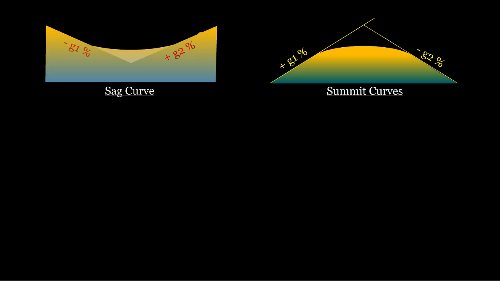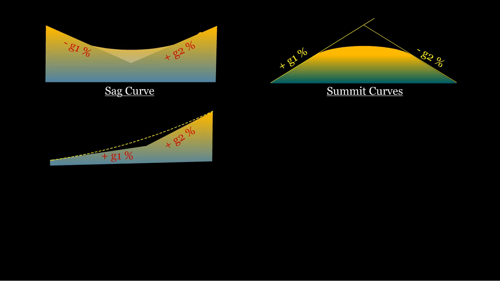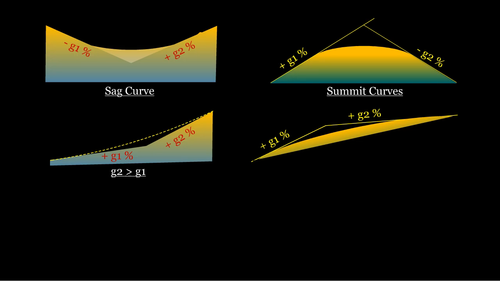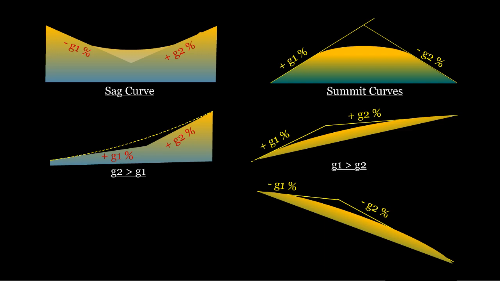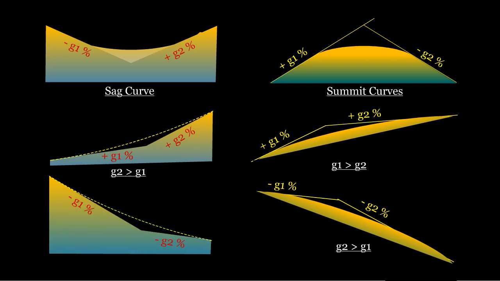2. Negative grade, G1, followed by positive grade, G2. 3. Positive grade, G1, followed by a higher positive grade, G2. Note, G2 greater than G1. 4. Positive grade, G1, followed by a lower positive grade, G2. Note, G1 greater than G2. 5. Negative grade, G1, followed by a higher negative grade, G2. Note, G2 greater than G1. 6. Negative grade, G1, followed by a lower negative grade, G2. Here, G1 greater than G2.